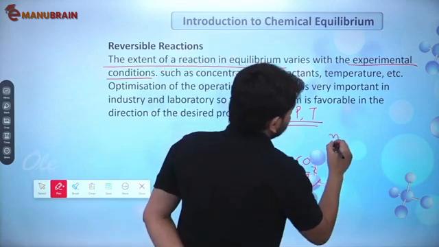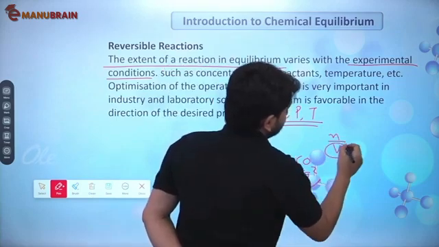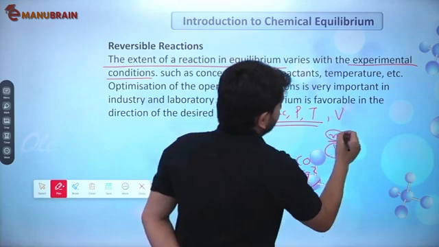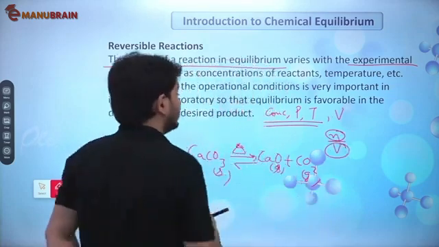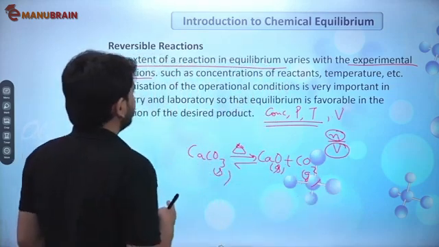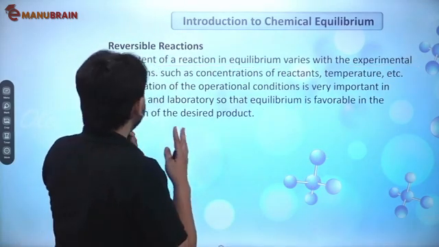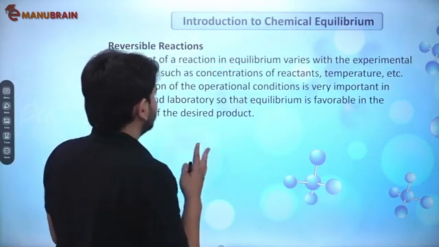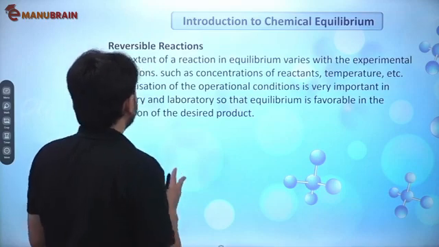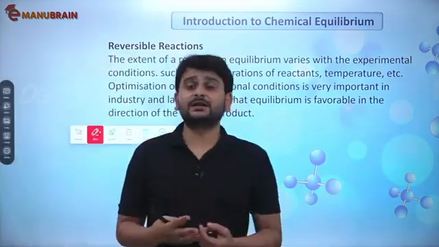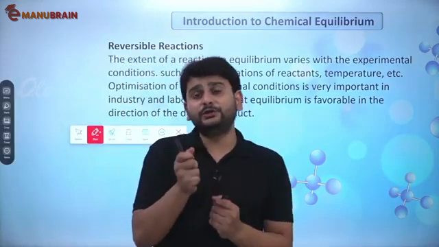Concentration is moles upon volume, so it is dependent on volume also, because moles is dependent on mass. So again, it will be dependent on the mass of the substance taken. It is very important in industry and laboratories that the equilibrium is favorable in the direction of the desired product. So since it depends on the operational conditions, can we fine tune our experiment?